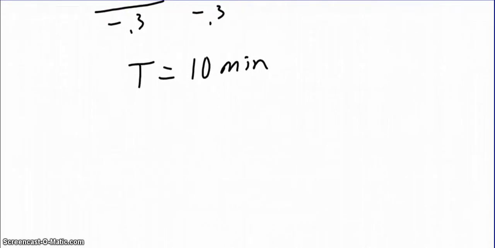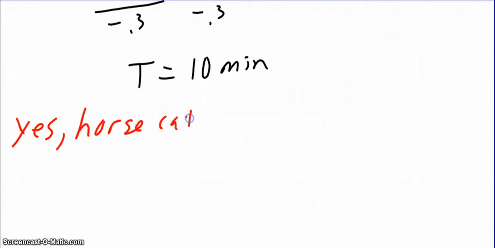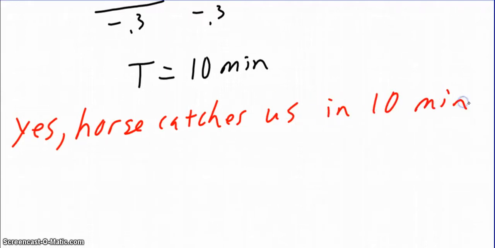So, say when we tried to solve this system, we never got a solution, then the horse would not catch us. So in this case, we can answer the question in the context of the problem. So yes, the horse catches us in 10 minutes.